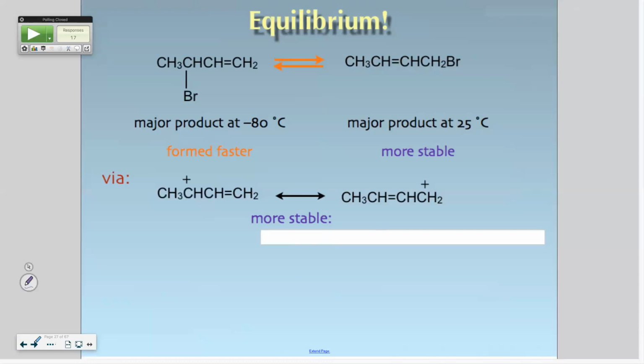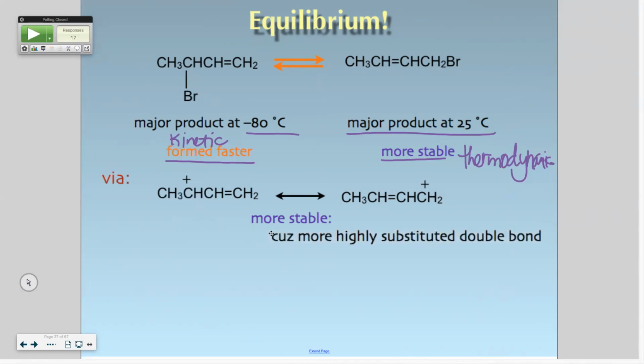So here is the major product at minus 80 degrees C. It's formed faster. That is the kinetic product. This one is the major product when it's warmed up, more stable. This is the thermodynamic product. And these are your 2 resonance forms. That's for the HBr one.